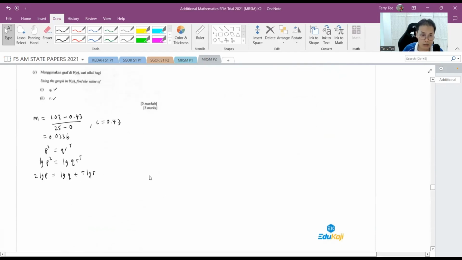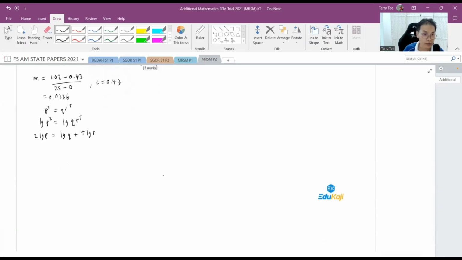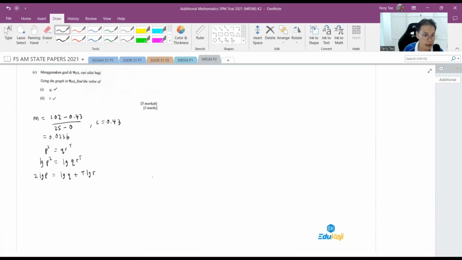This lg p here has a 2 in front, so we want to make this your big Y. So we're going to divide by 2. Let me do it a bit slower, step by step. I put the half lg p in front, then I put the half lg q. Now, when you rearrange it, your lg r, this will be your gradient. This is your t, your big X. This is your y-intercept. So you want to compare. This is your big Y, this is your gradient, this is your X, and this is your C.